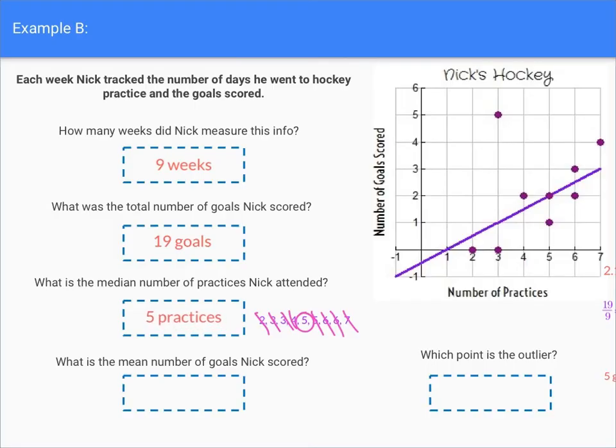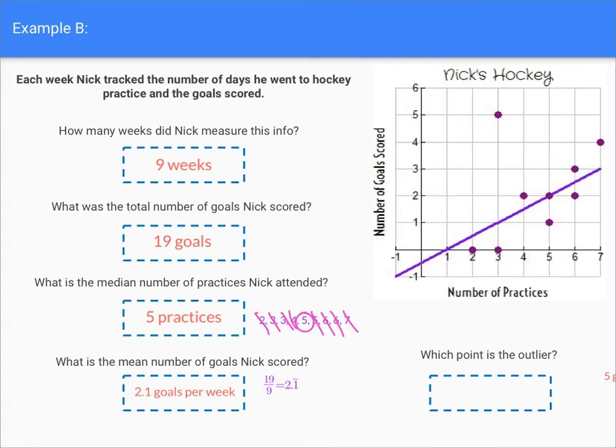What is the mean number of goals that Nick scored? So in order to figure out the mean or the average, we're going to take the total number of goals that he scored, that's 19, divide by the number of weeks he went to practice, that's 9, and we find that he scored around 2.1 repeating goals per week. So around 2 goals per week or 2.1 goals per week.